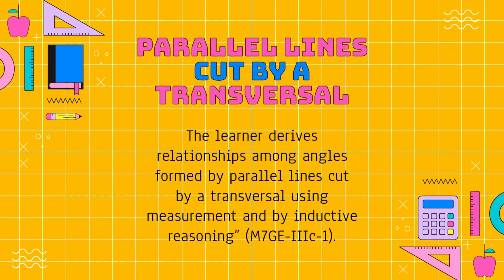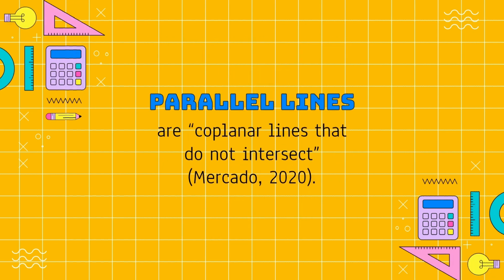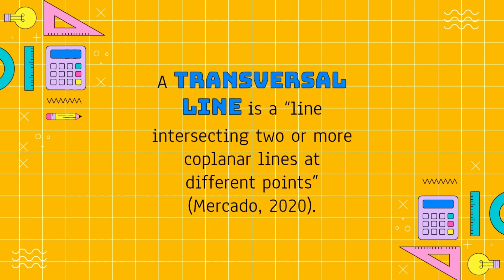Before anything else, let's first break down the title of the topic by defining the most important words and phrases included in it, starting with parallel lines. According to the self-learning module written by Ana Christie P. Mercado in 2020, parallel lines are coplanar lines that do not intersect, meaning they don't meet at a certain point. On the other hand, a transversal line is a line intersecting two or more coplanar lines at different points. So it basically looks like this.